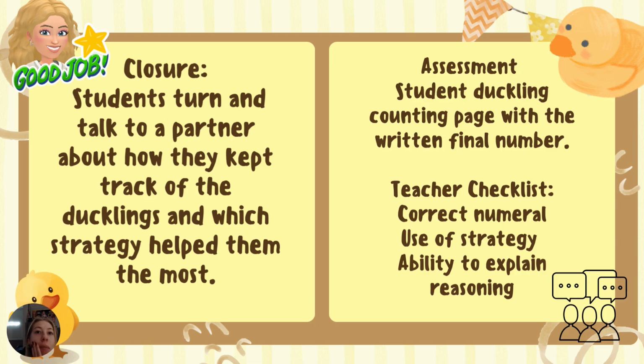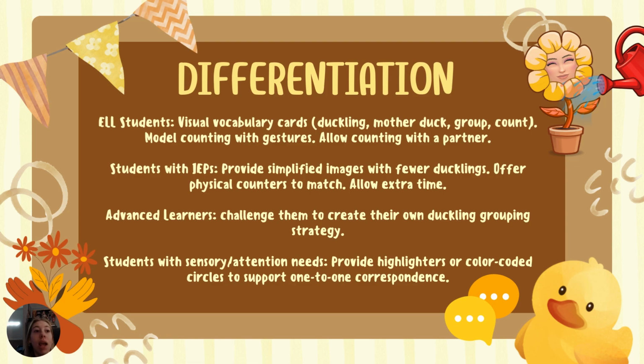And then I'll also make sure to keep a checklist of which students got the correct numeral and the use of their strategy, and then I'll make sure to ask each student what they did just to know that I understand their reasoning. And if there was time, I would want to add an exit ticket where the students would draw different objects and then count them with the same strategy they used for the ducks, and then see if they can use that independently as well. And then finally, I have some differentiation here.